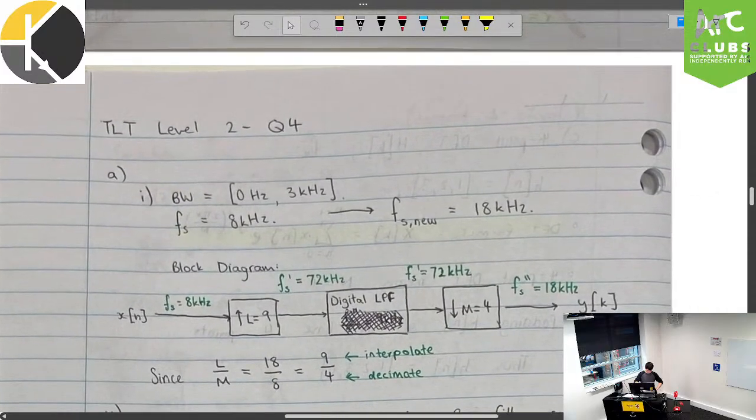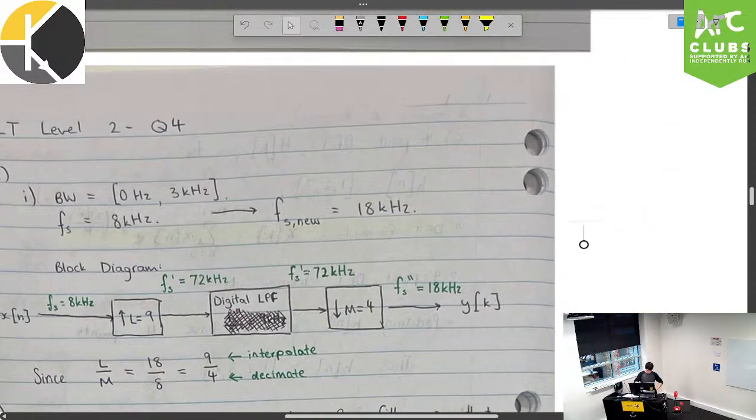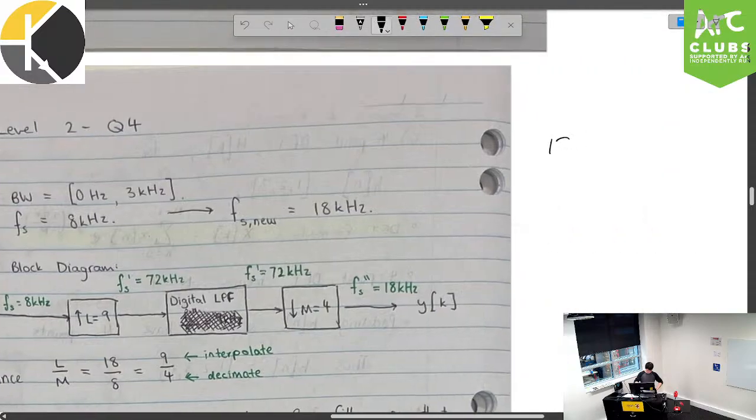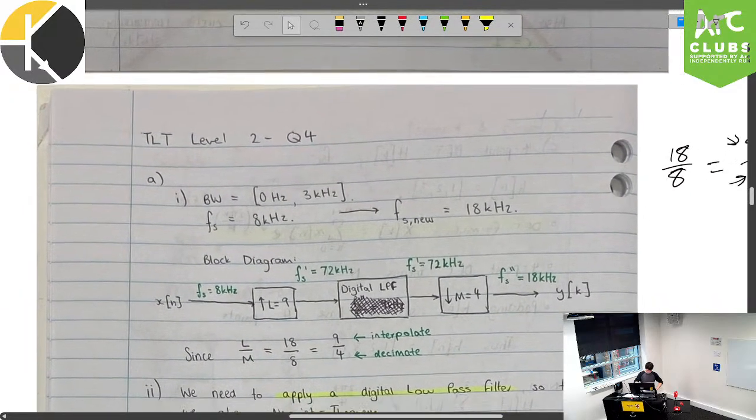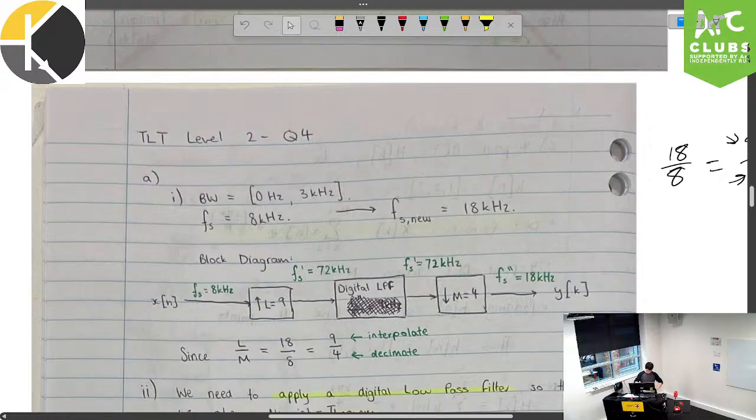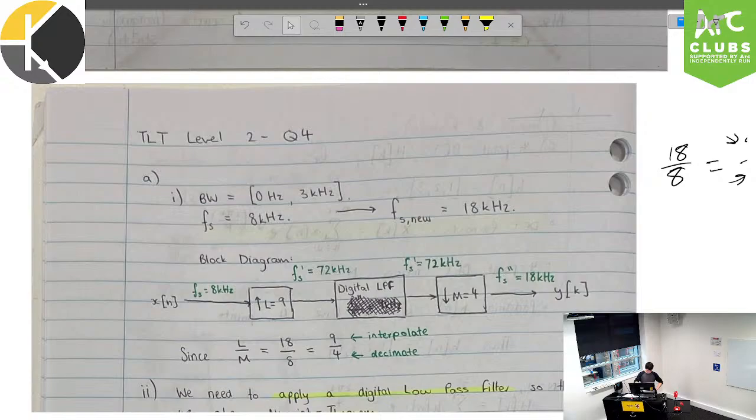Lovely stuff. We want 8 to go up to 18, and so the kind of factor we want to multiply it by is 18 on 8, which is equal to 9 on 4. So we want to perform a decimation here and an interpolation here. All right? So first things first, always interpolate. We interpolate so that we retain as much information as we possibly can. All right? So doing so, we get 72 kilohertz. Now we use a digital low-pass filter.